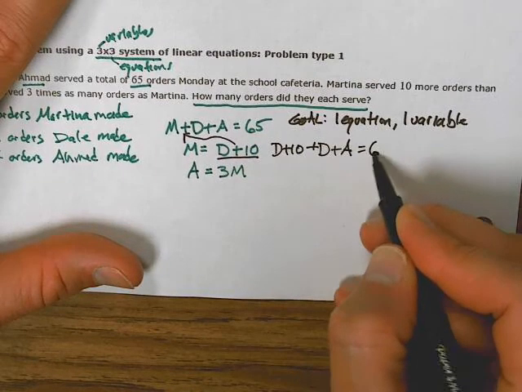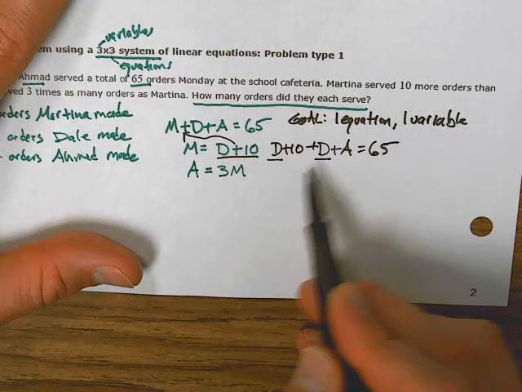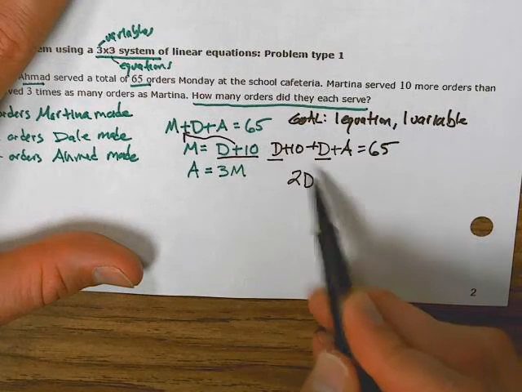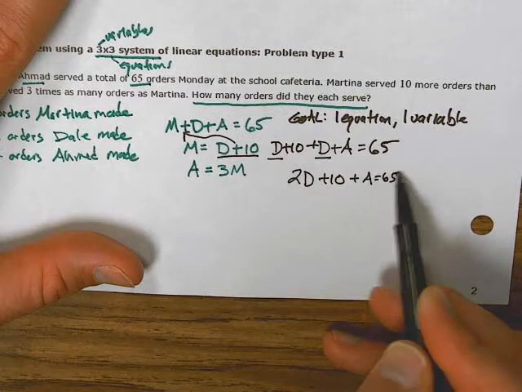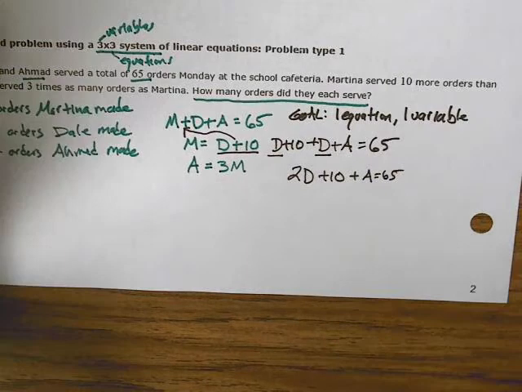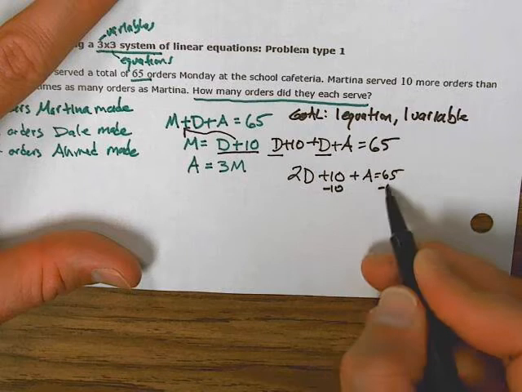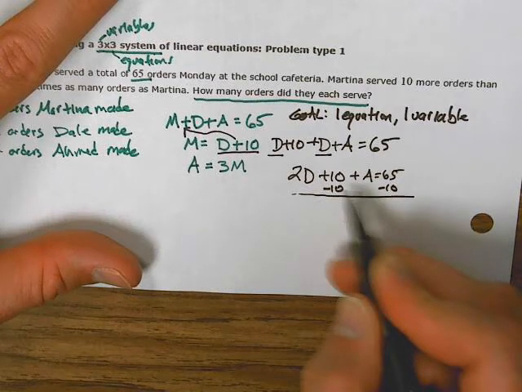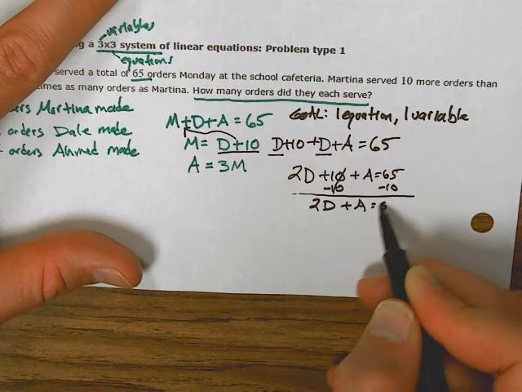So instead of m, I can substitute in d plus 10, plus d plus a, is equal to 65. Now simplifying this a little bit, d plus d would be 2d plus 10 plus a equals 65. So all I did was add like terms on that step to make it a little less sloppy. And you might even subtract 10 to make it a little bit nicer looking as well.